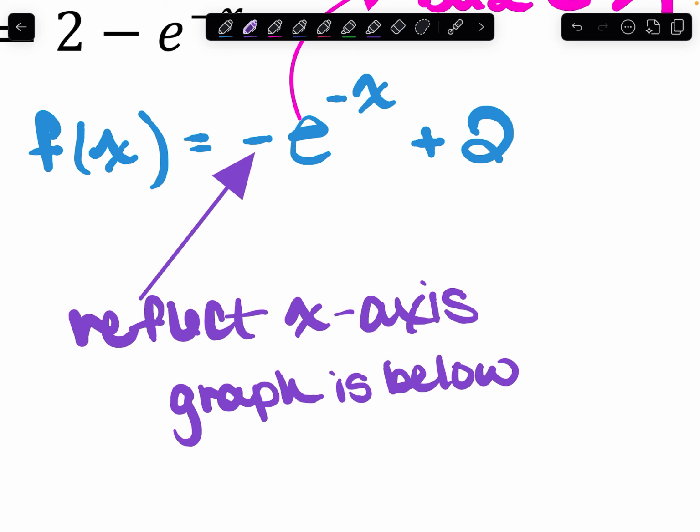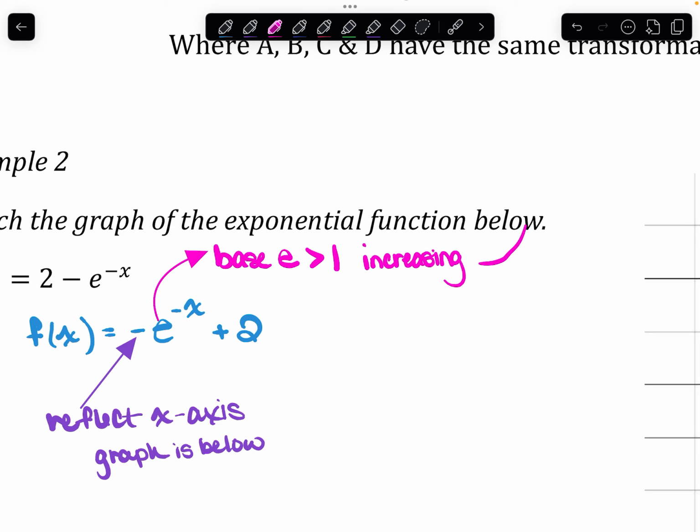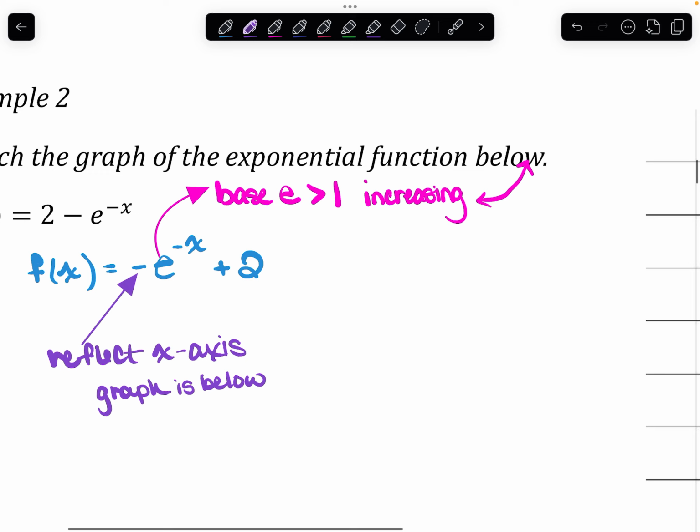So what we had was a graph increasing, which looks like this. Now, because we have reflected it across the x-axis, the graph is now going to be below that mirror image. Next, we're going to go to this one here. This is a negative up in the exponent. That is corresponding to B.